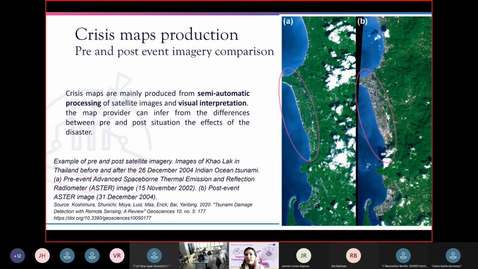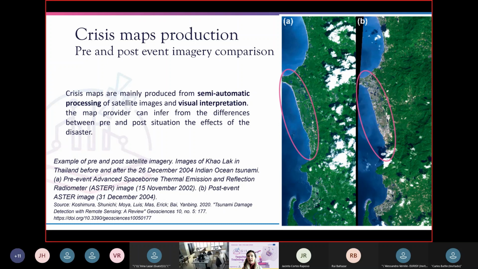Another important thing is that, if possible, the pre-event image should have the same characteristics as the post-event one, so that you can see objects that should appear in the same way because they have been acquired with similar characteristics of the sensor. And if they look different, it means that something has changed in the field.